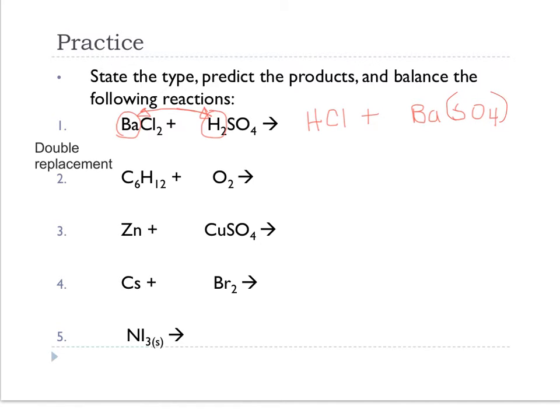Once you are certain that the formulas are right, that the elements are combined in the right pairs, and that they are combined so the charges add up to 0, then and only then do you balance the chemical equation. So that's the very last step.